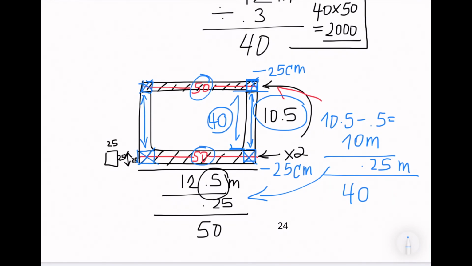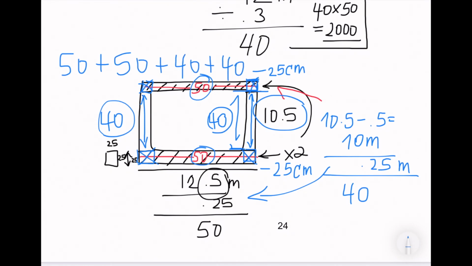So here, we would need 40 pavers for the width. And don't forget the other side. Another 40 for the other side, right? So we have 50 plus 50 plus 40 plus 40 equals 180 bricks for the border.